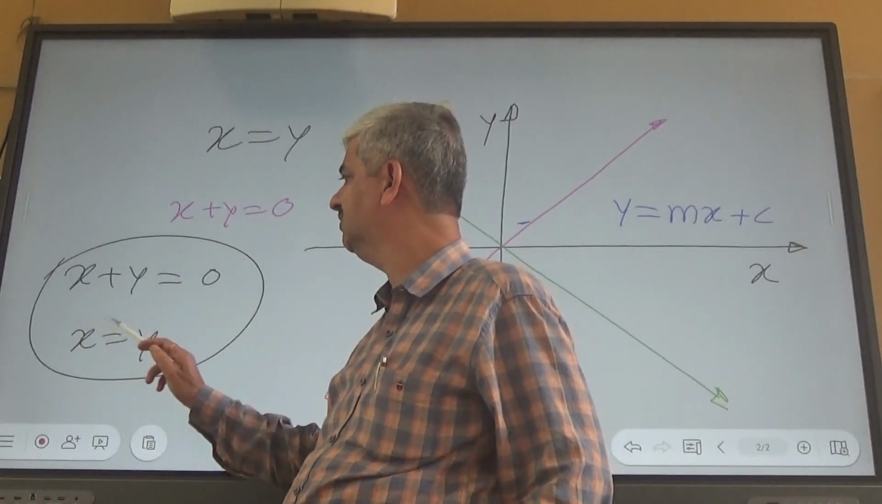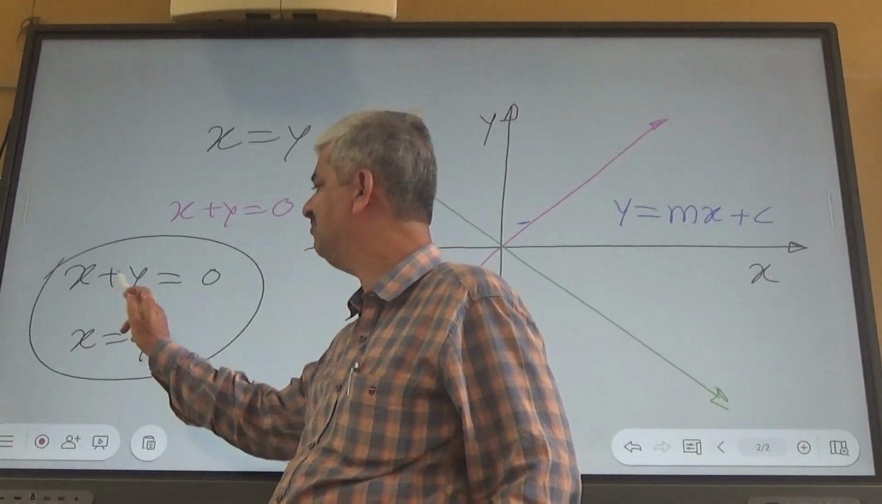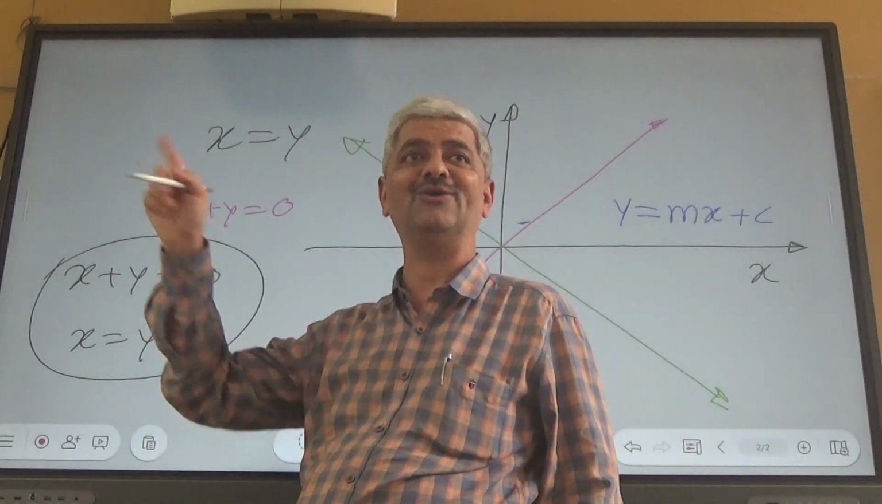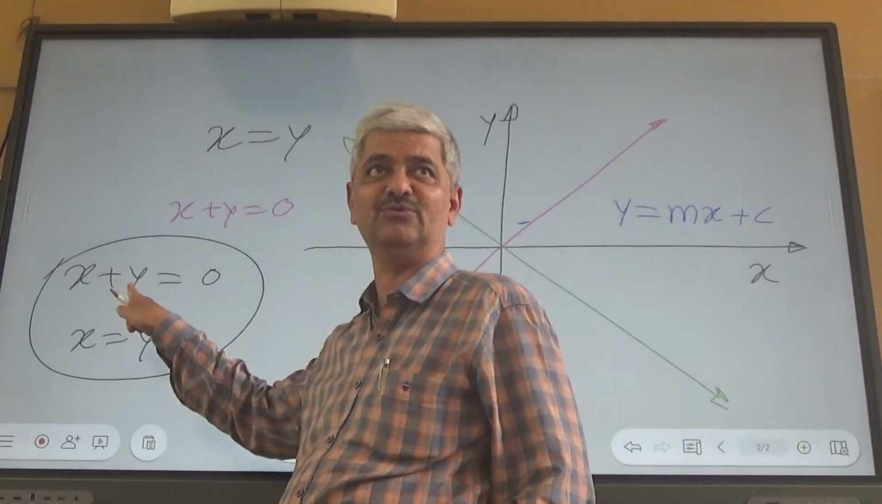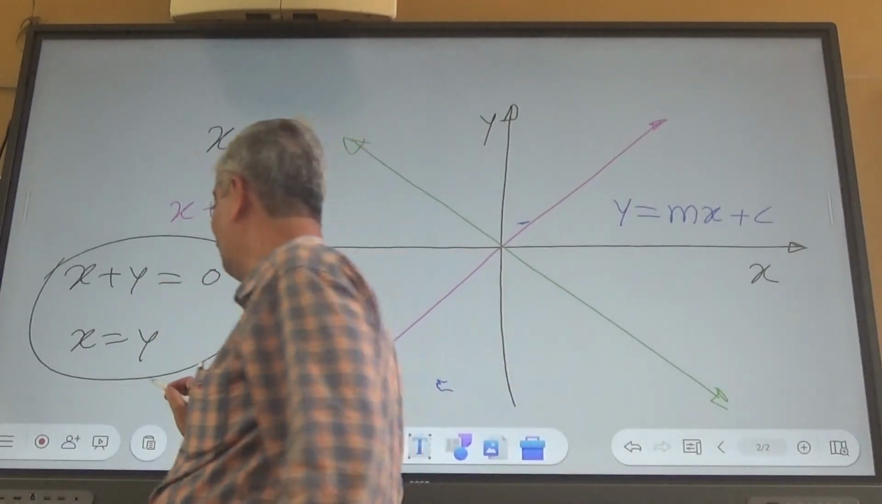You substitute x equal to y. So y plus y is 0. What does it mean? y equal to 0. You substitute y equal to x. x plus x equal to 0 means x equal to 0.